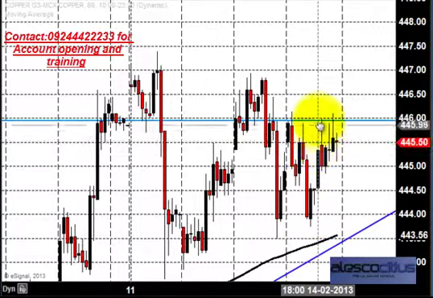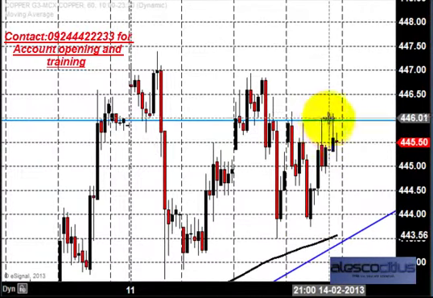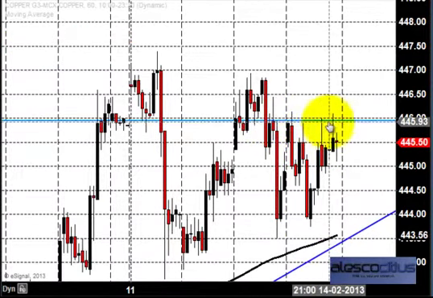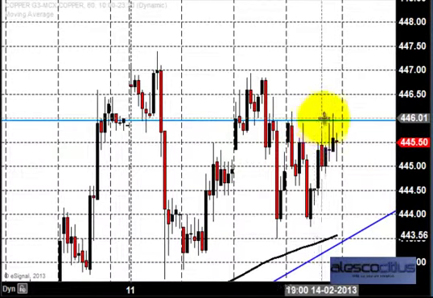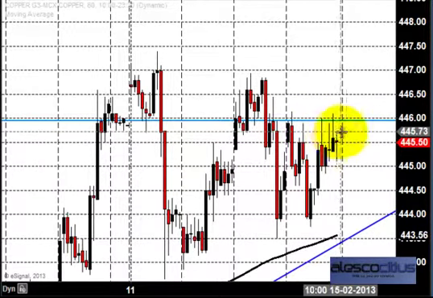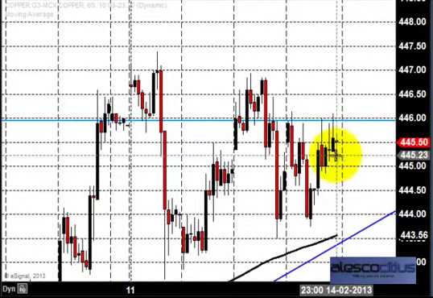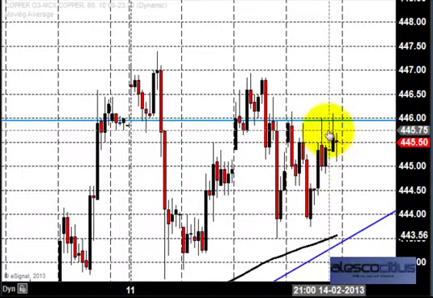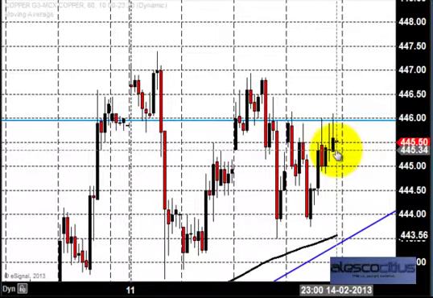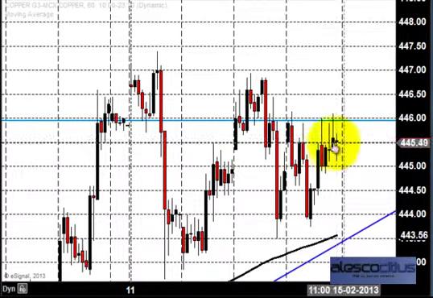Then there was a bounce back. Again the same thing happened repeatedly. The market tried to break 446, but it was not successful. So the price closed around 445.5. So the opening and closing, you can see both are the same.